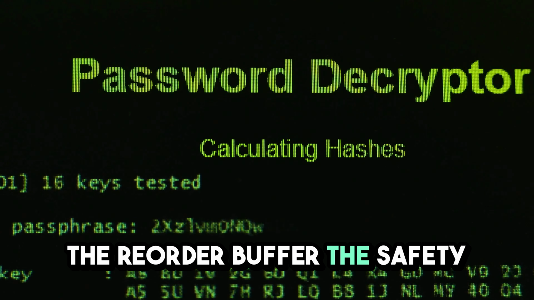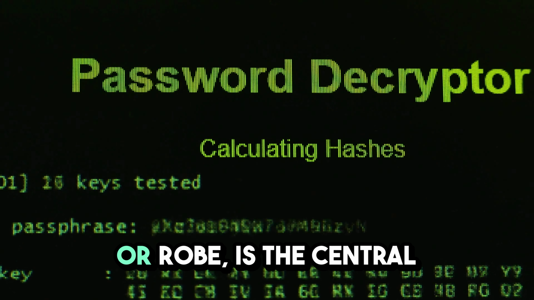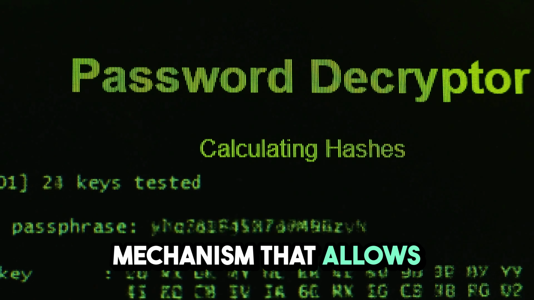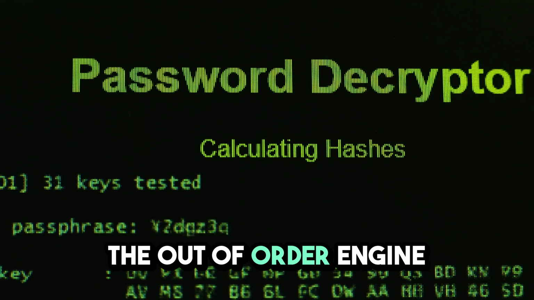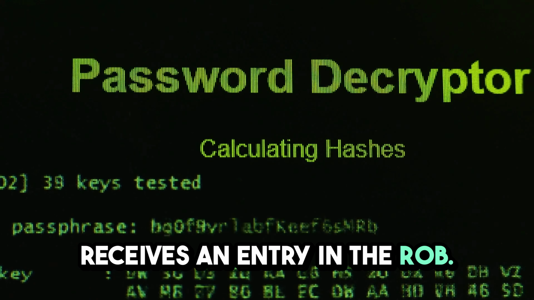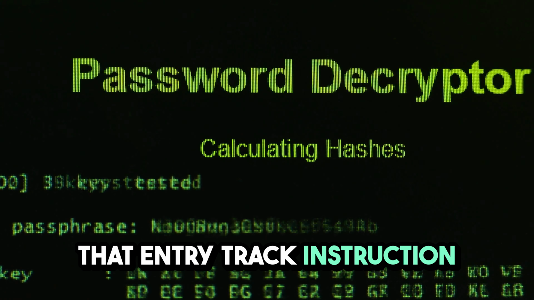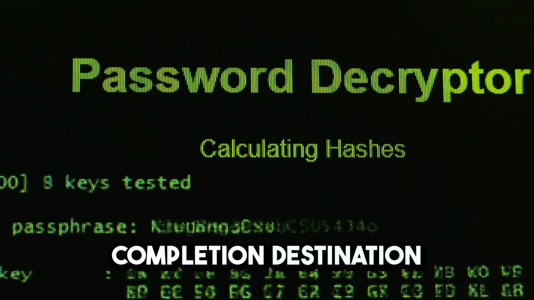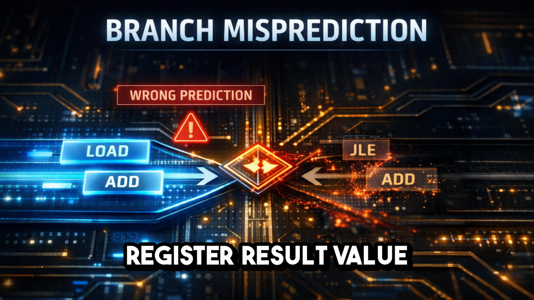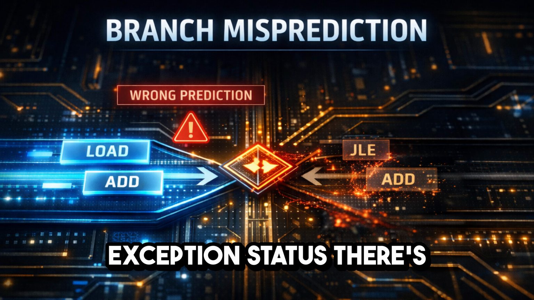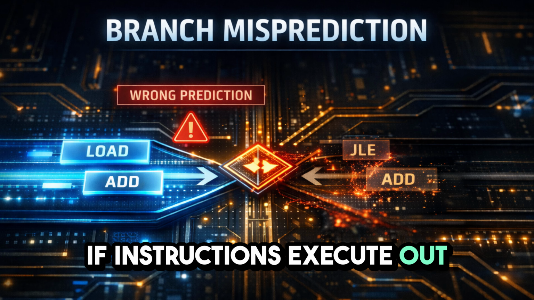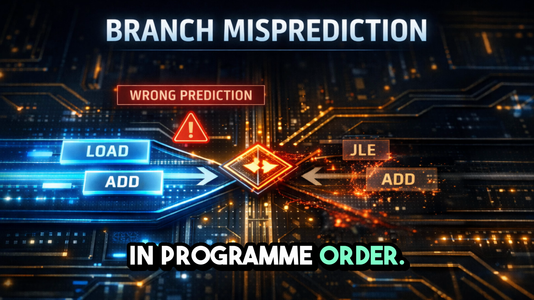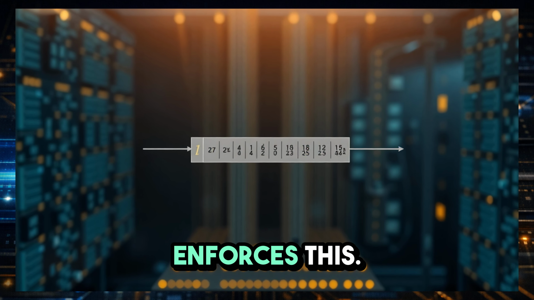The reorder buffer, the safety net. The reorder buffer, or ROB, is the central mechanism that allows the CPU to undo mistakes. Every instruction that enters the out-of-order engine receives an entry in the ROB. That entry tracks instruction completion, destination register, result value, exception status, and branch outcome. Even if instructions execute out of order, they must retire in program order. The reorder buffer enforces this.